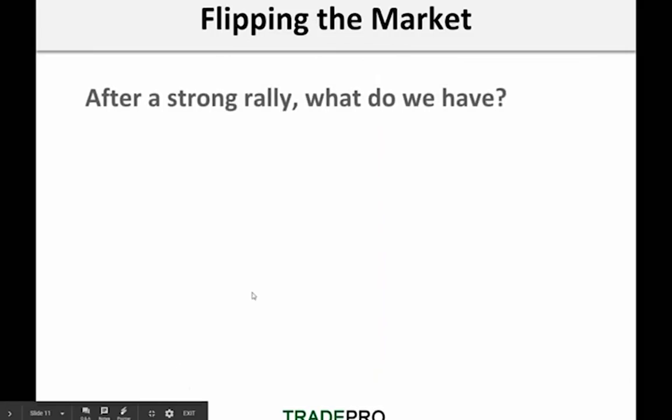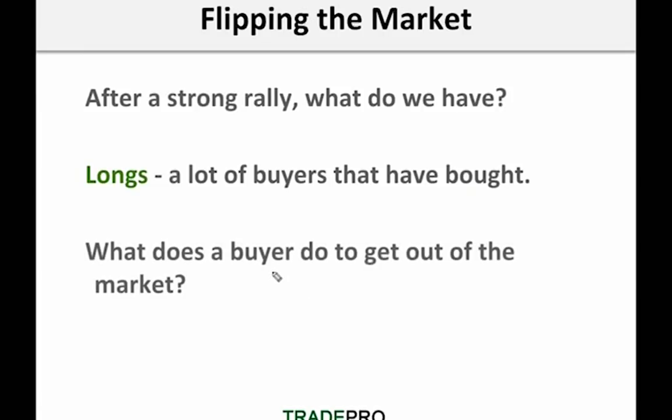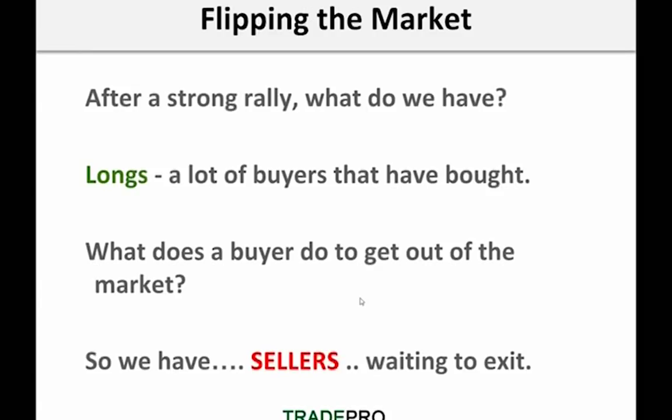Let's flip the market on its head. After a strong rally, what do we have? We have a lot of long positions, a lot of buyers that have bought. What does a buyer have to do to get out of the market? They have to do what? They have to sell. So flip the market on its head, and if you just start to view your levels and your trading strategy from this angle, I almost guarantee you're going to see a new way. You're going to see the light.